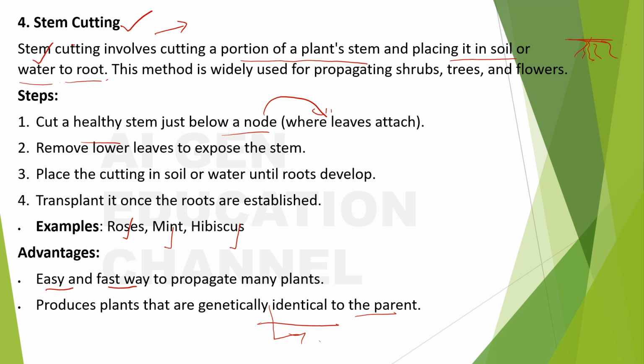You got it, right? About the stem cutting, you just cut a healthy stem just below a node. Node is the point where the leaves are attached, and you remove the leaves there and just put it in some soil or water, and once you see that the roots have developed, then you can transplant it or take it to a place where you like the plant to grow. Okay, so this is about the stem cutting.